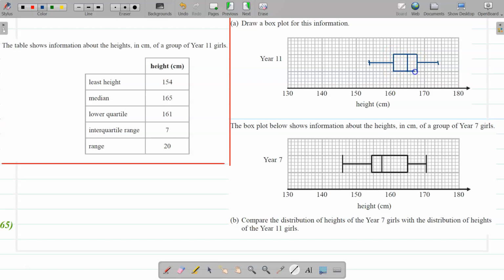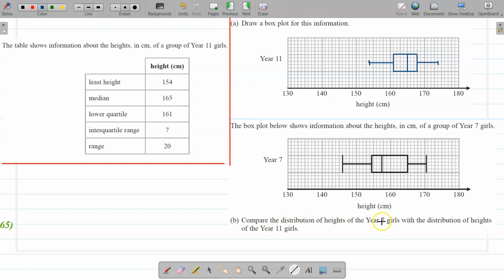So you need to be very careful with plotting that. I'll just try and straighten that up. You need to be really careful when you're plotting these box plots that they are plotted exactly in the right place. There's no excuse for being even one little square out.